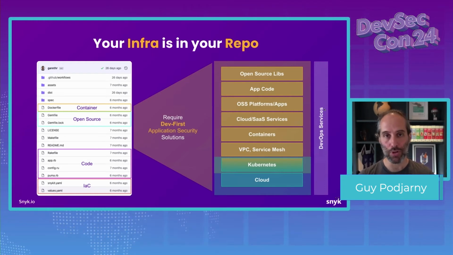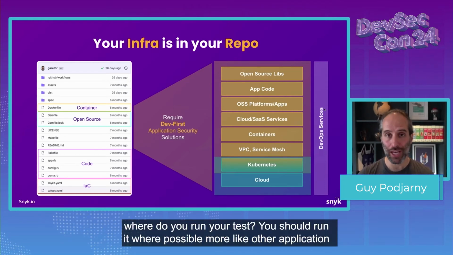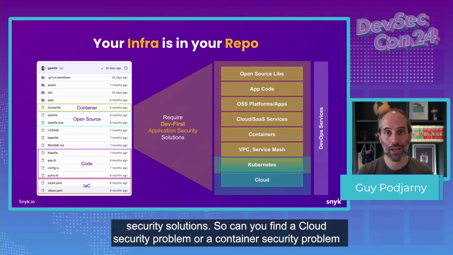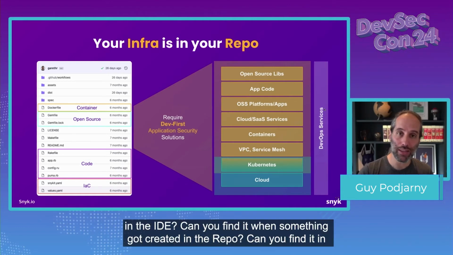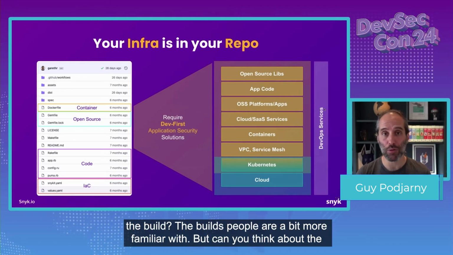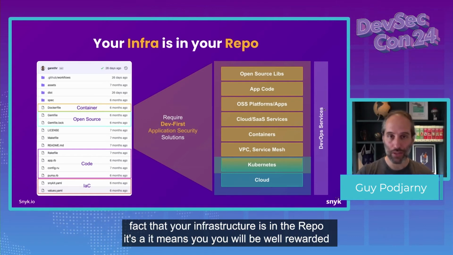These are constraints and an advantage. So you want to think about where you run your tests. You should run them where possible, more like other application security solutions. So can you find a cloud security problem or a container security problem in the IDE? Can you find it when something got created in the repo? Can you find it in the build? The build people are a bit more familiar with, but can you think about the fact that your infrastructure is in the repo?